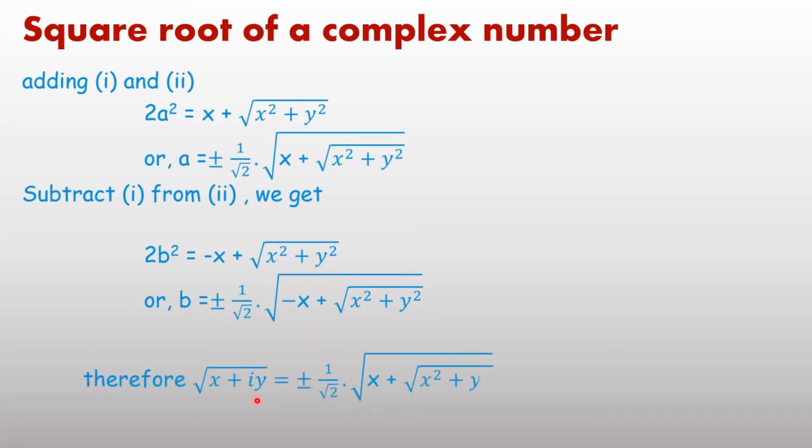under root x plus iy equals a plus ib. Put the value of a and b. You will get the value of under root x plus iy. Here plus minus sign is used and here also plus minus sign is used. Therefore, just apply different cases. Here the condition you know: the value of y is 2ab and x is under root x square plus y square.